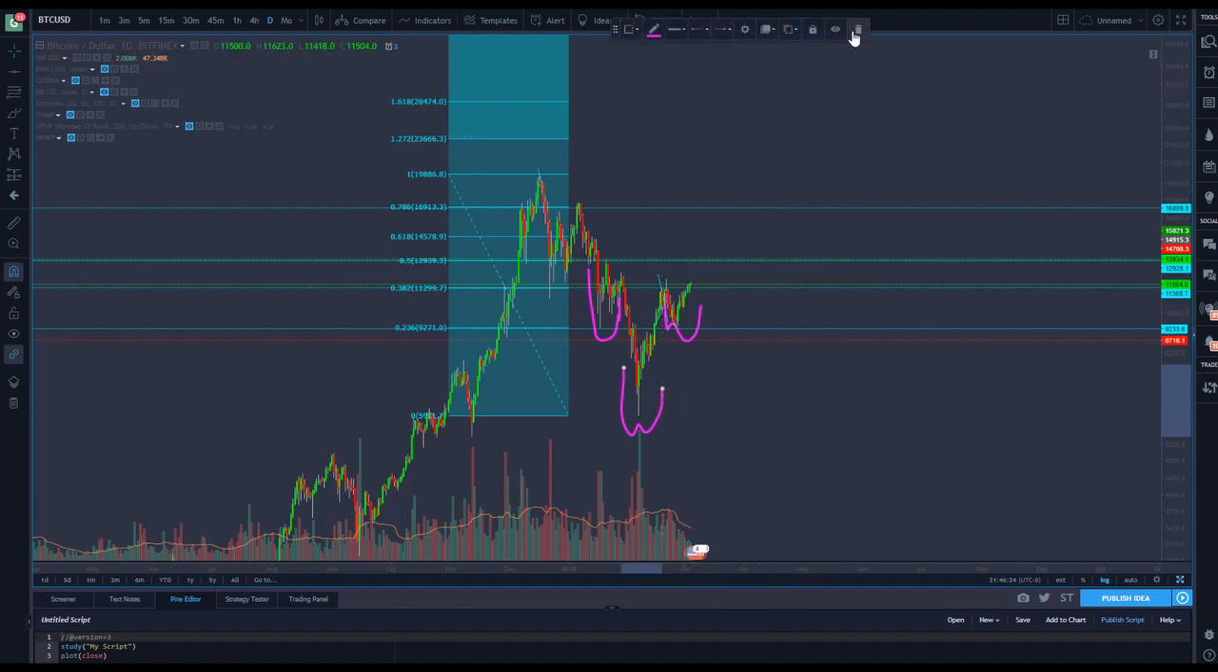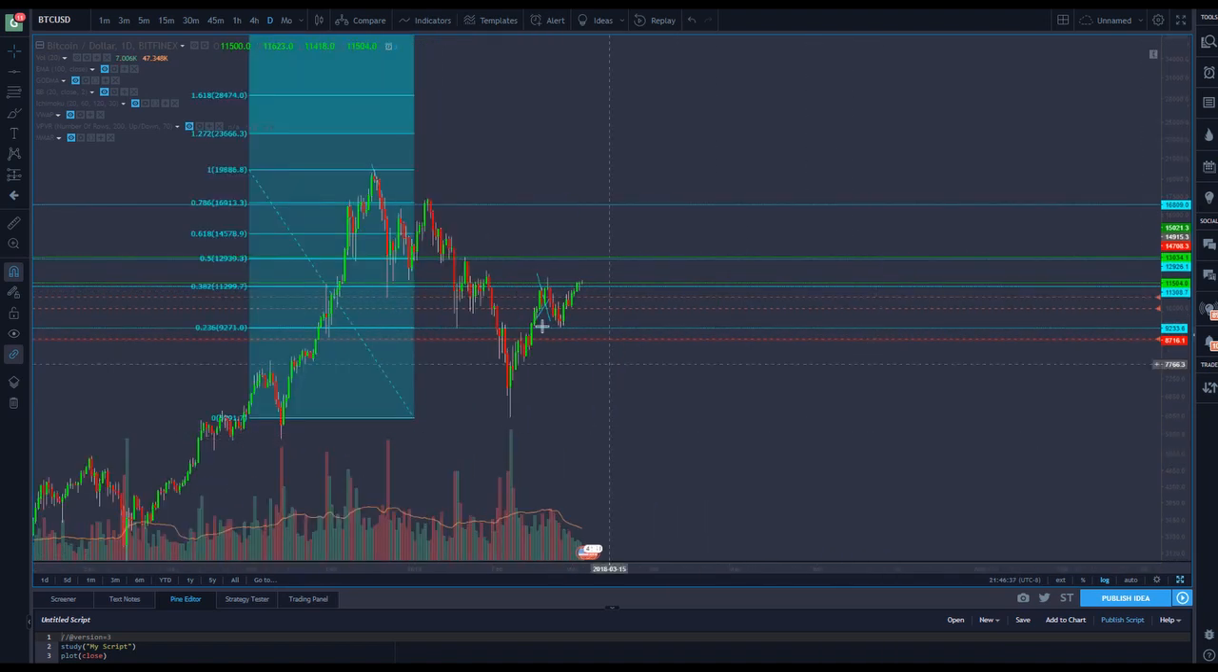Another pattern that I also see is an Adam and Eve pattern, which is right here. And to give you a price prediction for an Adam and Eve pattern, I also use the Fib retracement line, and I use this right shoulder to predict the potential leg that might happen once it breaks above this horizontal resistance level.